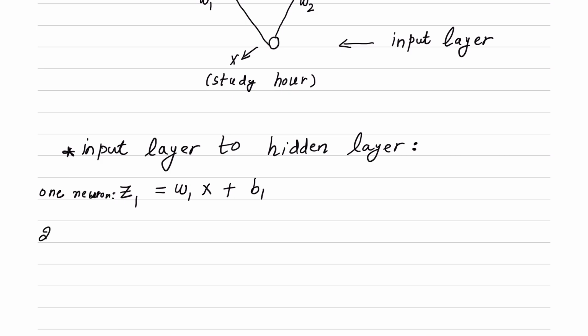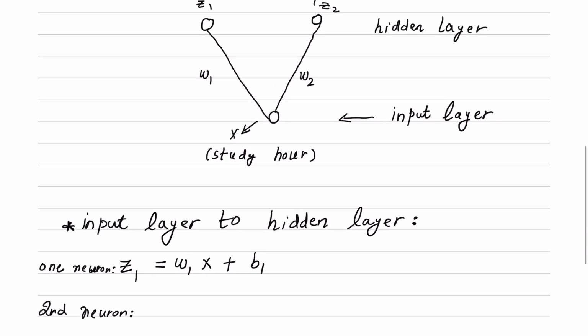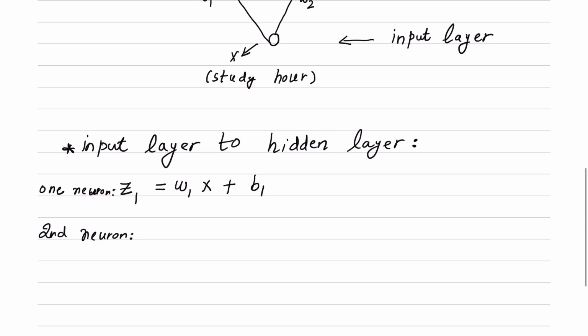Now for the second neuron, you see here that x is connected with Z2 using the weight W2. So in this part of neural network learning, another relationship is found, that is Z2 is x multiplied by the second weight W2 plus another bias.